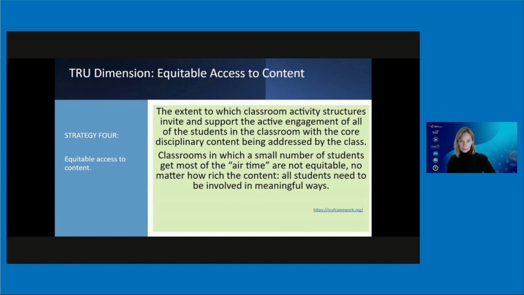It's important that all students are involved. This way, it makes it so that everyone sees each other as valuable contributors. It also makes it very important that we make sure that we are creating access for all students.